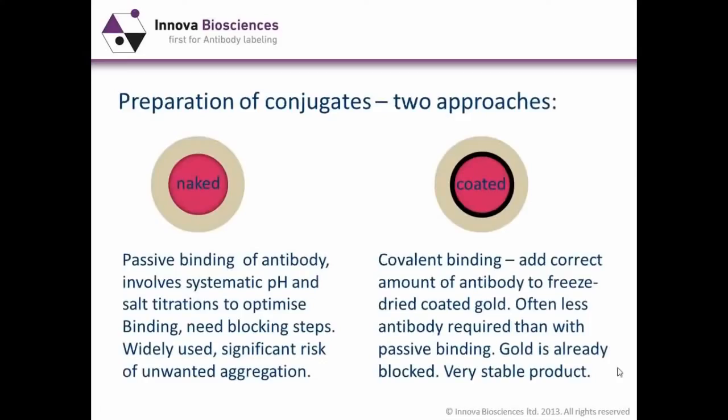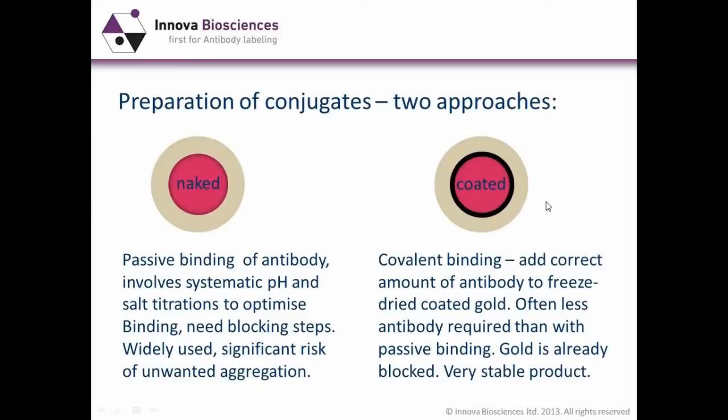Okay, so this takes us to this position. We have naked gold, which is widely available for passive binding of antibody. Binding of antibodies in this way involves systematic pH and salt titrations to try and optimize the binding. You also need a blocking step at the end. As I said, it's widely used, but there's a significant risk of unwanted aggregation. If there's something not quite right about the conditions, you could get a purple aggregate very easily.